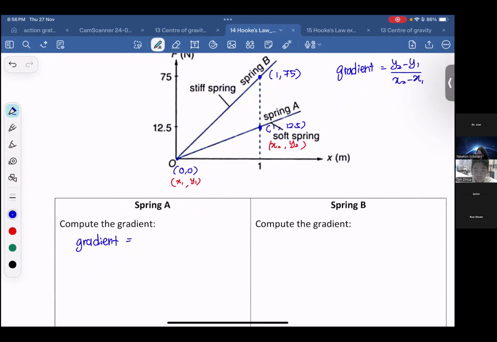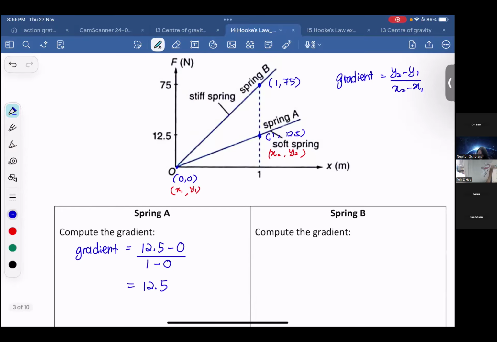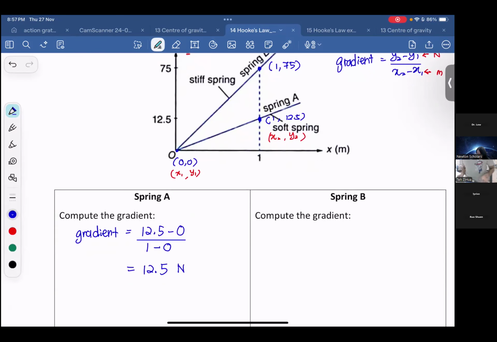Yes, correct. For spring A gradient, I get 12.5. What is the unit? This one is the y-axis, and the unit for the y-axis is Newton. According to the graph, the y-axis is in Newton, and the x-axis is in meter. So Zihua, your unit is wrong.